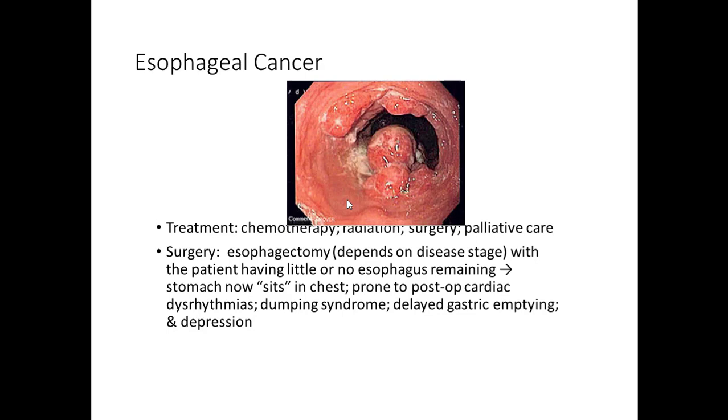Esophagectomy, they actually can take out most of the esophagus. They can actually take out all of it. Just depends on how far the cancer spread. So they can actually move the stomach up, so it's sitting in the chest. Yeah. These people are going to have cardiac dysrhythmias, dumping syndrome, delayed gastric emptying. So they're either going to go really fast or really slow.